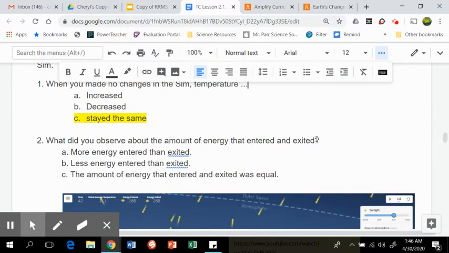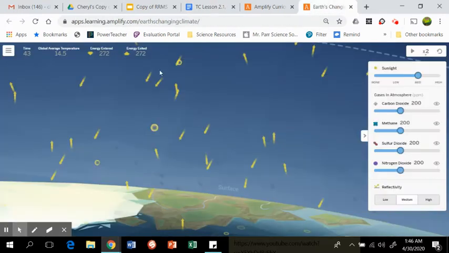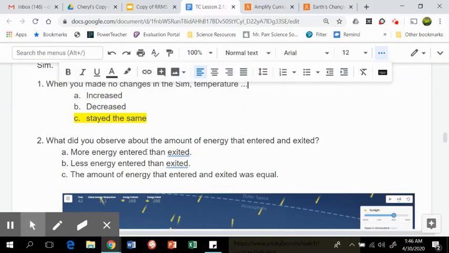What did you observe about the amount of energy that entered and exited? That was these numbers here. More energy entered than exited? No. Less energy entered than exited? No. The amount of energy that entered and exited was equal. Even if it was a tiny bit off, a few digits difference, 1, 2, 3, that would still be pretty stable. So we're going to say that the amount of energy that entered and exited was equal.